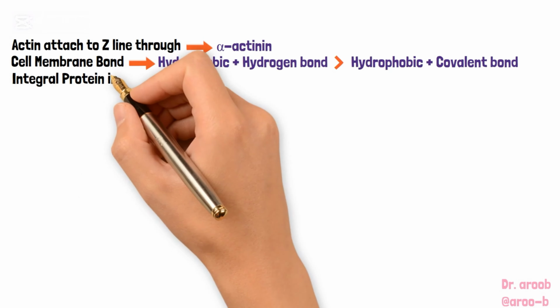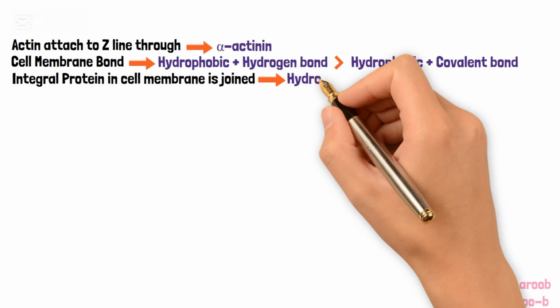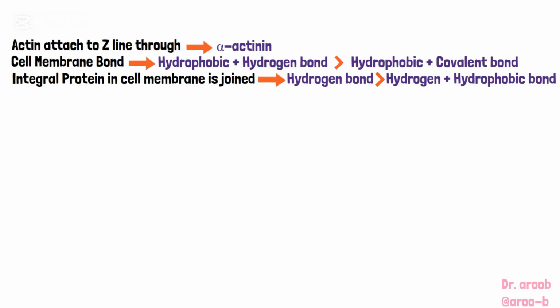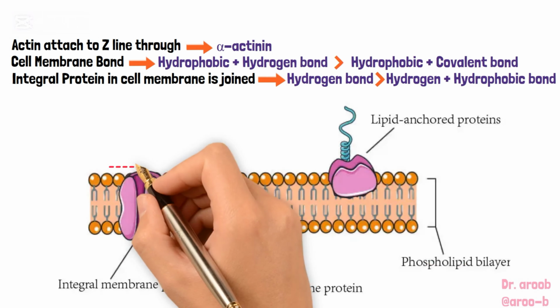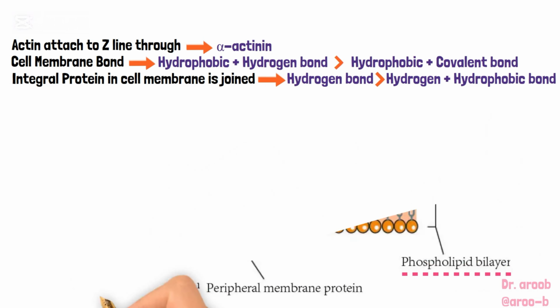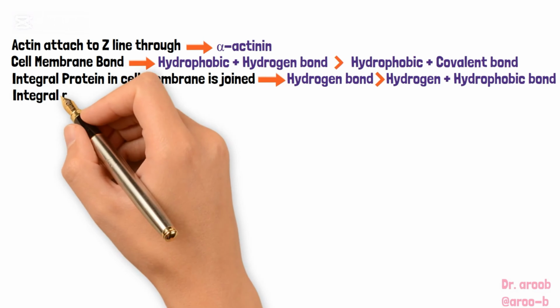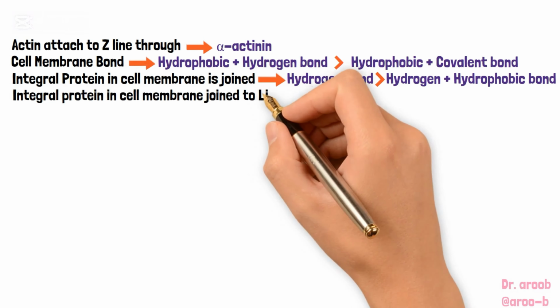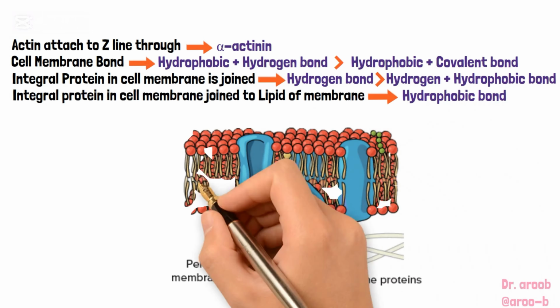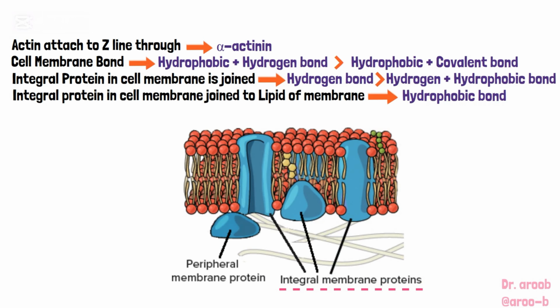Integral proteins in the cell membrane are joined by hydrophobic bonds rather than hydrogen bonds. Integral proteins are transmembrane proteins embedded in the cell membrane, spanning the lipid bilayer, and are held in place by hydrophobic interactions. They are joined to the lipids of the membrane through hydrophobic bonds, which allow them to embed themselves within the membrane.